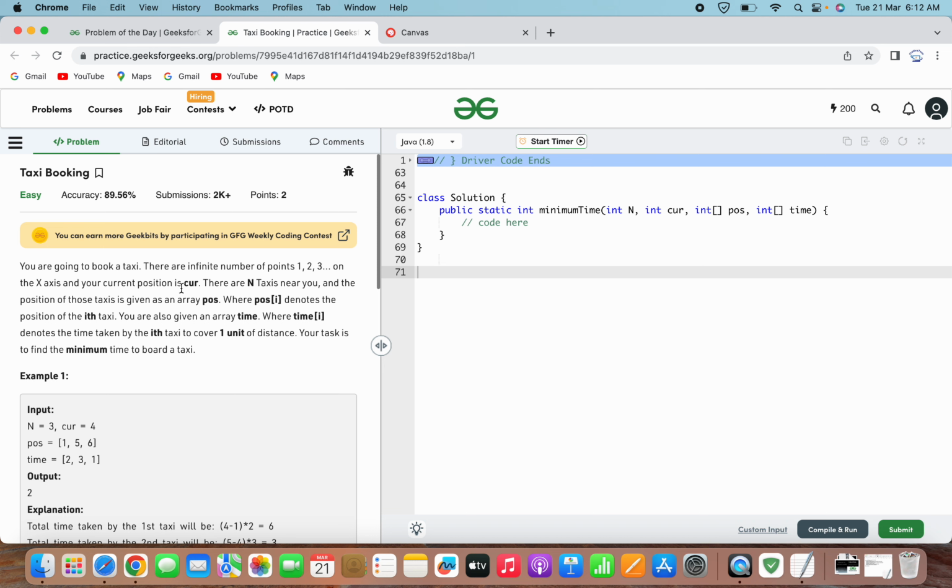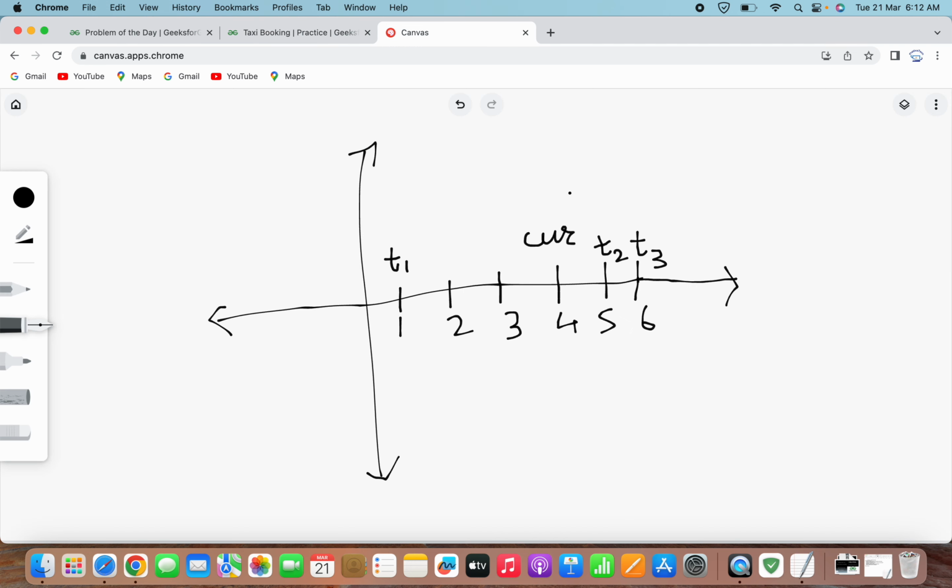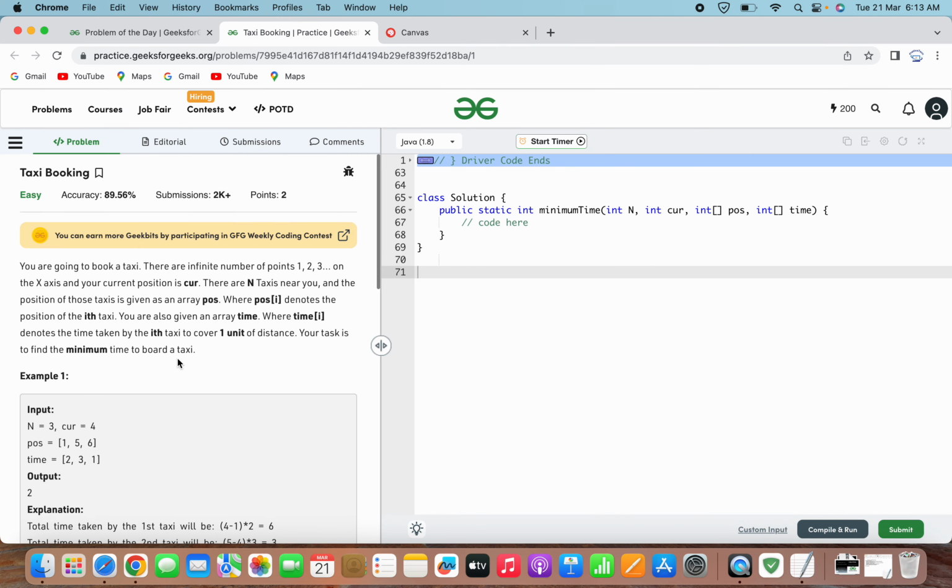Okay, so this problem says that you need to book a taxi and you are currently at the position current, which is on the x-axis. Suppose this one, this way it is representing. So currently we are at some point where we need to board a taxi, and there are n number of taxis near us. So we have to find the minimum time to board the taxi, and we have been given the position of all the taxis, and along with that the time for the taxi to cover 1 unit of distance to reach our location.